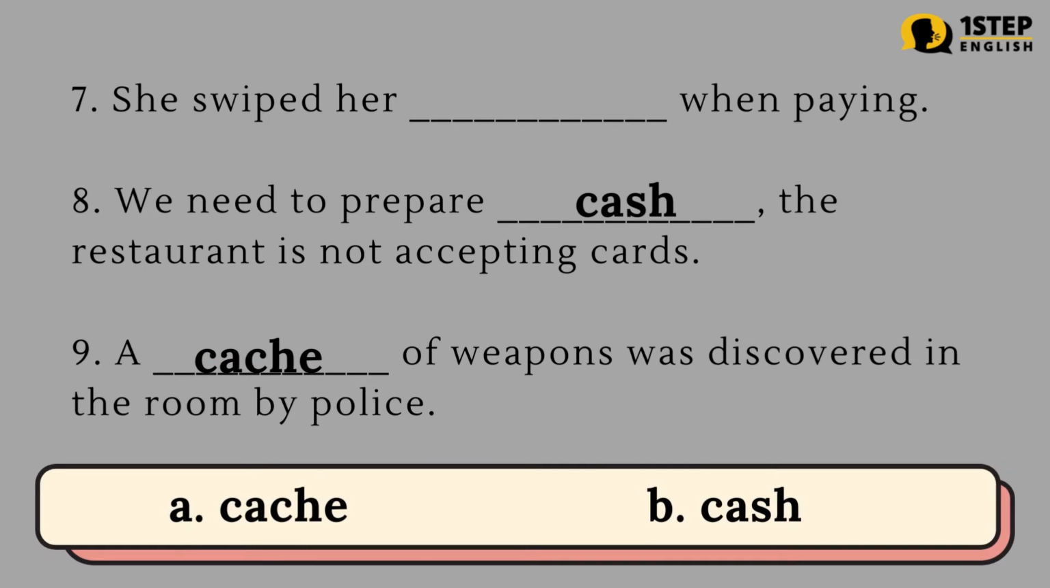Number 8. Letter B. We need to prepare cash. The restaurant is not accepting cards. Number 9. Letter A. A cache of weapons was discovered in the room by police.